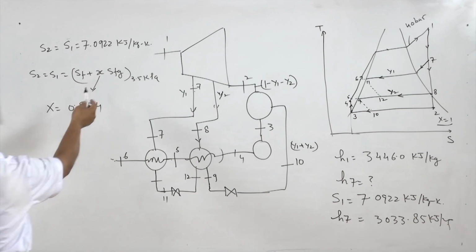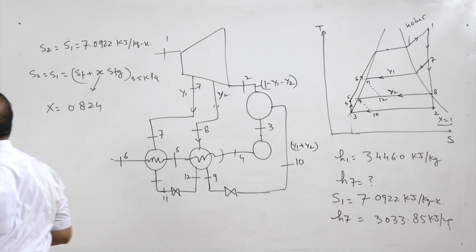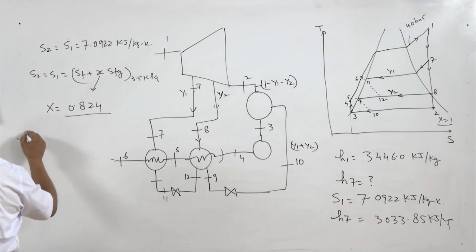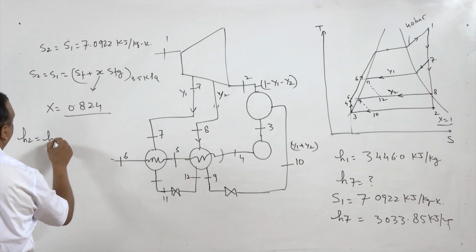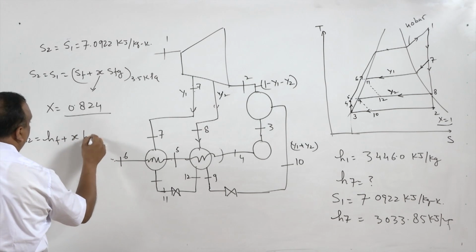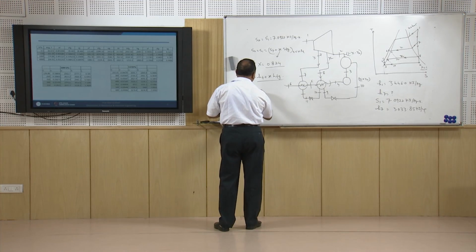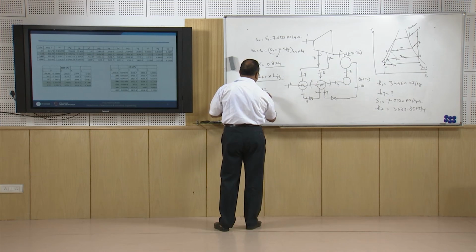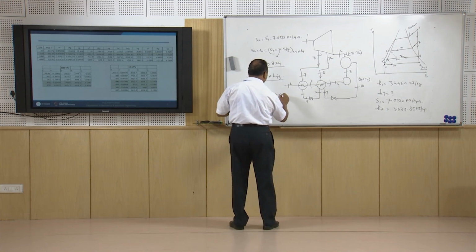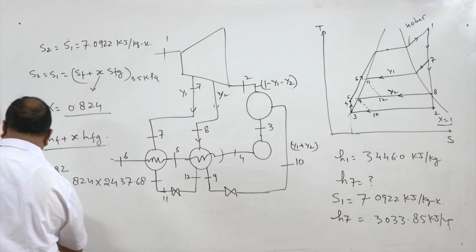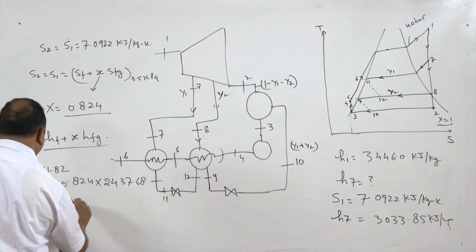Values can be taken from here, they are all given in the steam table, and with the help of this X we can find the value of H2. It is HF plus X HFG, and that is going to be equal to 111.82 plus 0.824 into 2437.68, which is equal to 2120.47.